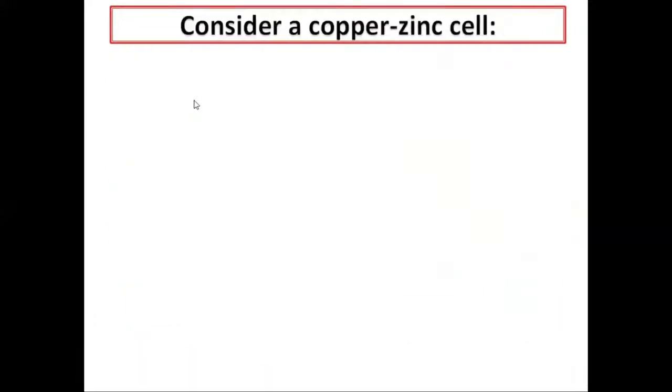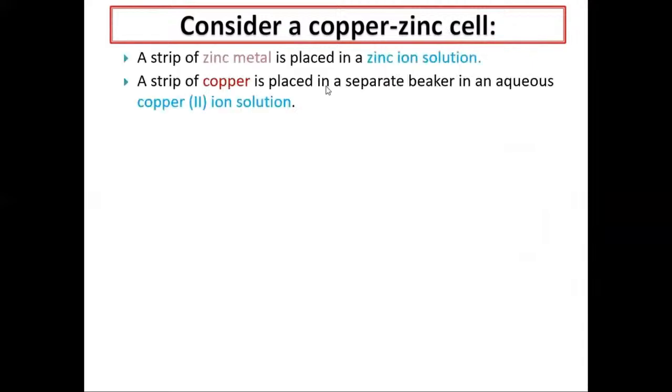Reduction at the cathode. Now we are going to have different examples. Consider a copper zinc cell. If you look at them, you'll find out that one is more reactive, one is less reactive. If you look at the reactivity series, zinc is more reactive and copper is less reactive. A strip of zinc metal is placed in zinc ion solution. A strip of copper is placed in a separate beaker in aqueous copper 2 solution.